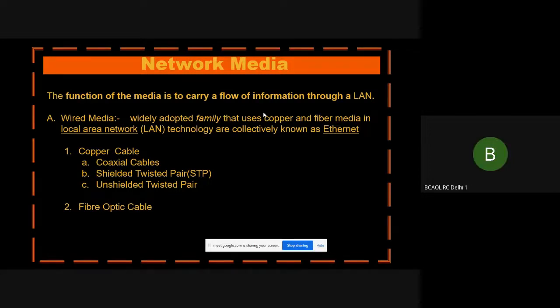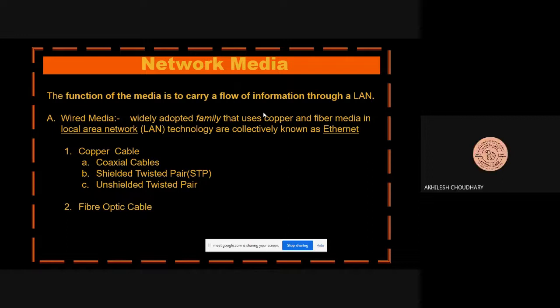Guided means where wire is there. A wire-based medium is a guided medium, and where a wireless medium is there, that is known as unguided medium. You understand? Why guided? Why has the word guided been given? Because you know that the wire is going from where to where, right? So there is a guide. And where you don't know how the connection is being made, because wire is not there, that is wireless, unguided.